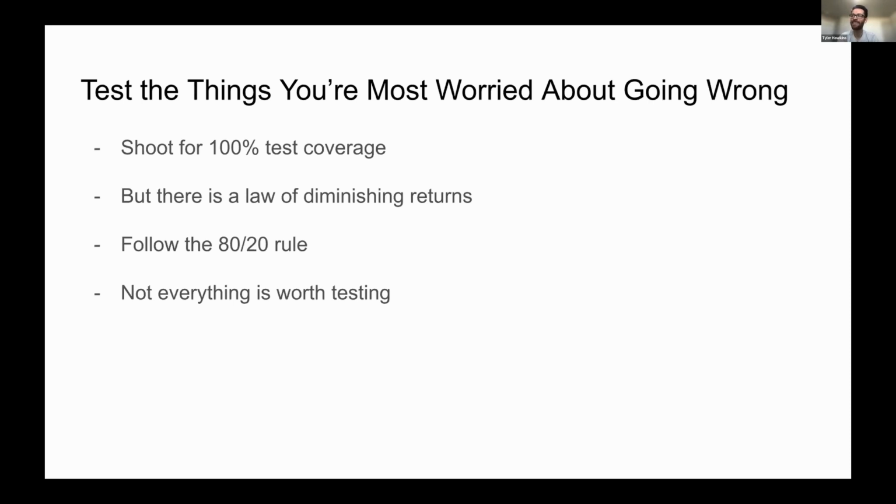Maybe you're at 99% test coverage, and that last 1% is just really, really hard to get to. And it's maybe not worth your time. Maybe it's not something worth testing. So make sure to follow that 80-20 rule, that Pareto principle. Just understand that not everything is worth testing. So shoot for 100% test coverage, get as close as you can. But if you're very close and don't feel like you can get that last 100%, don't stress too much about it.